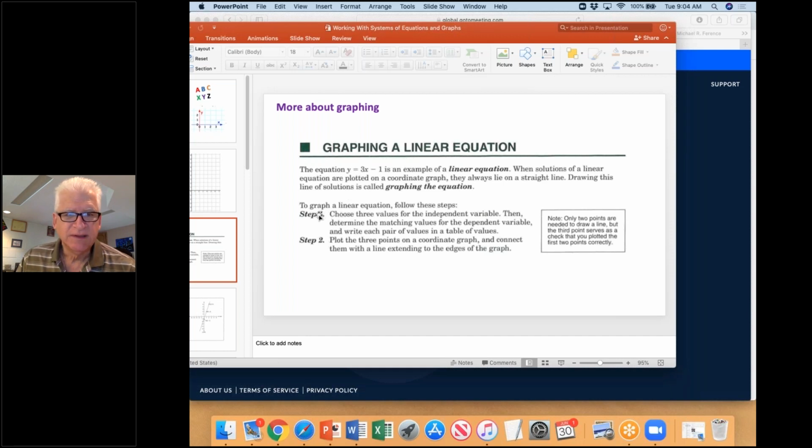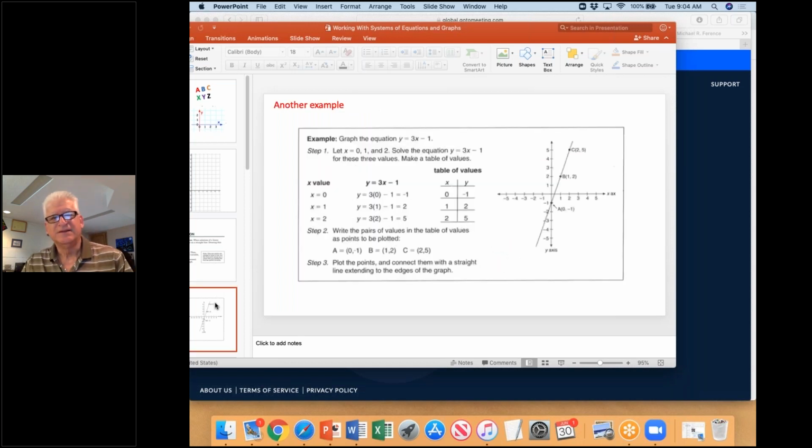So this problem is asking you to choose 3 values for the independent variable, which is x, and then determine the matching value for the dependent variable, which is y. And then plot those points on a coordinate graph and connect them. So it's a review of what we just did, but here in the notes from the packet, it shows that the problem is done for you.